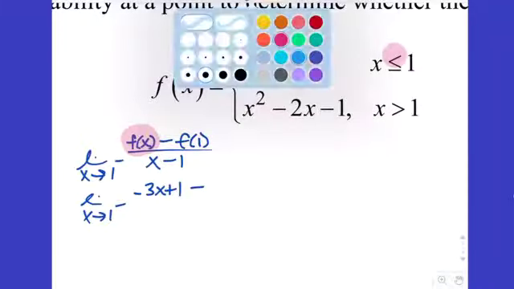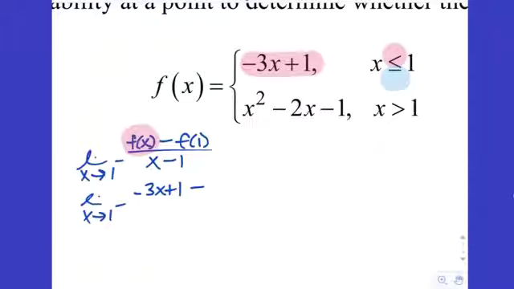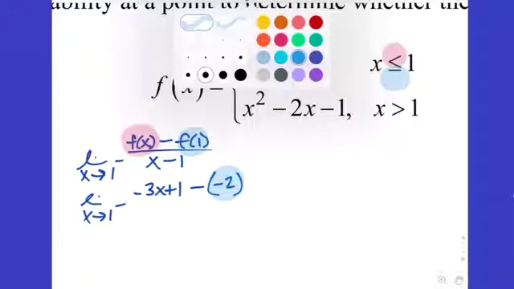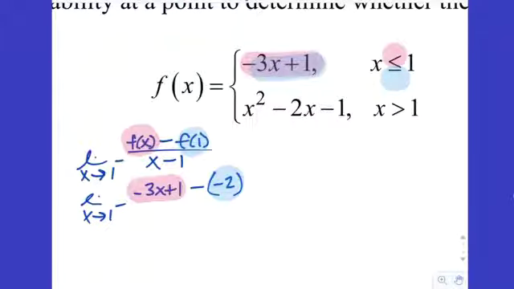F of 1 is always defined by wherever the equal sign is, which in this case happens to be the top one as well. So what do you get when you plug a 1 into negative 3x plus 1? You get negative 2. That number, f of 1, is going to be the same on both sides, whereas the function piece, that's a variable, will change depending on whether you're approaching from the left or right.